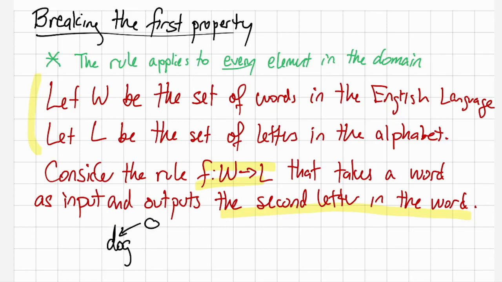But now let's think about whether this rule applies to every single word in the English language. A doesn't have a second letter. I doesn't have a second letter. What would F of A be? What would F of I be? The rule is not defined on those words, and therefore this rule is not a function, because it doesn't apply to every element in the domain.